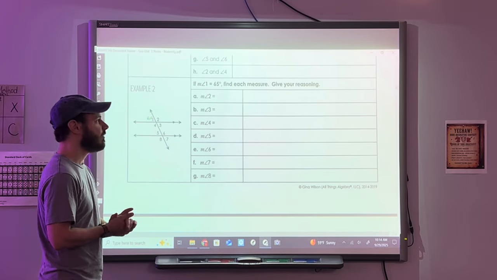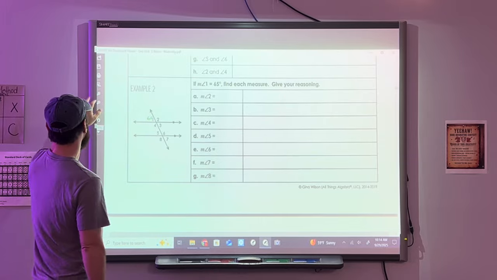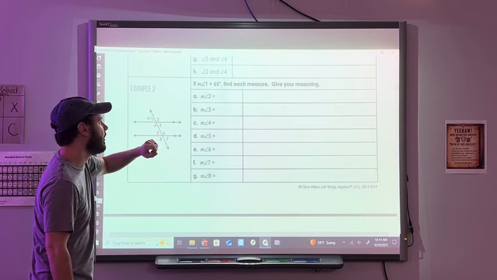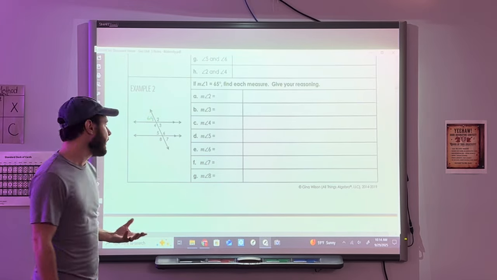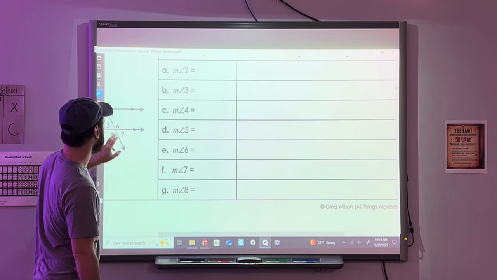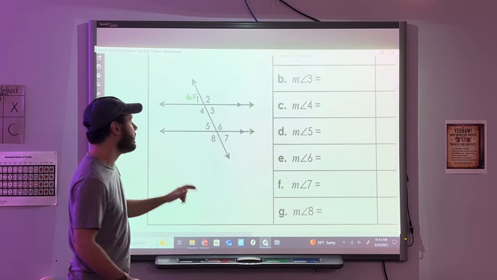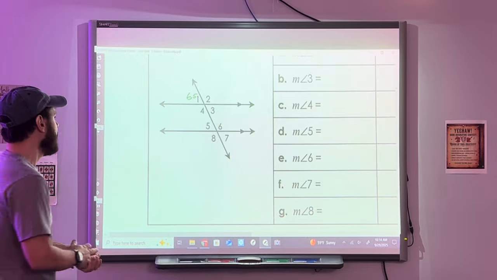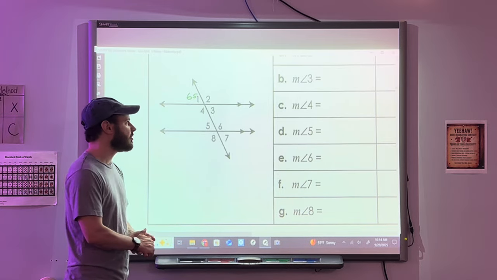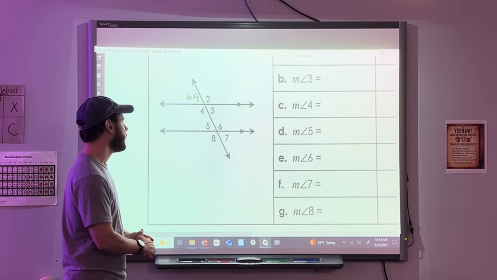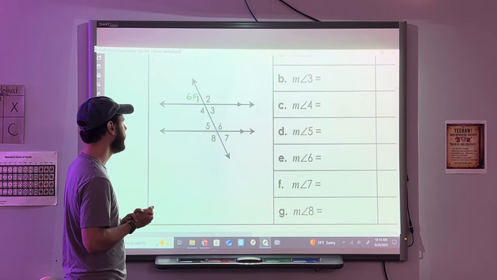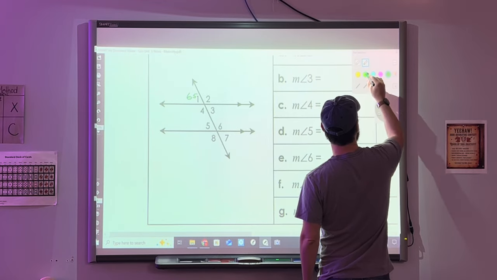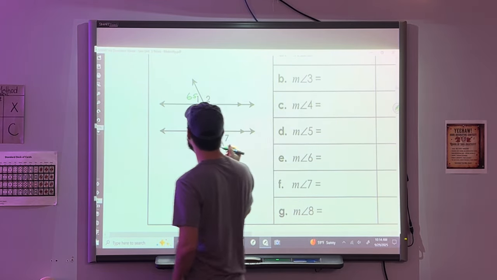Now we're going to start filling in some actual values. So, yeah, lots happening here, but it tells me the measure of angle 1 is 65. Find the rest of the measures and then explain why. If I zoom real far in on this picture, it might be easier to see. I have angle 1, it tells me it's 65. Angle 1 is an acute angle, right? It's less than 90, which makes sense. 65 is less than 90. So I can go in and label all of my acute angles as 65.